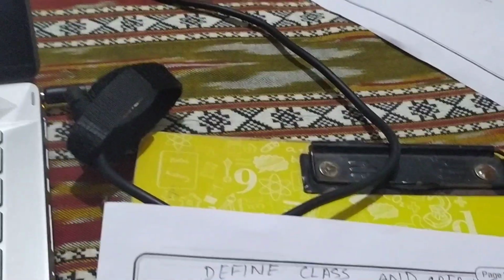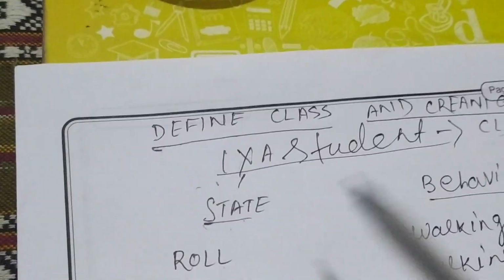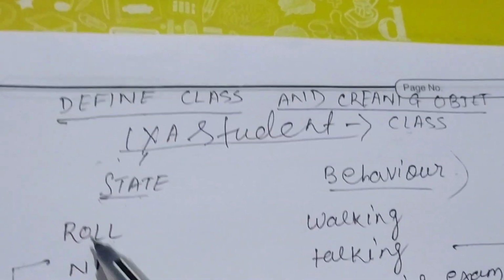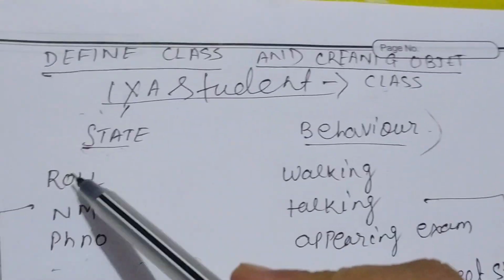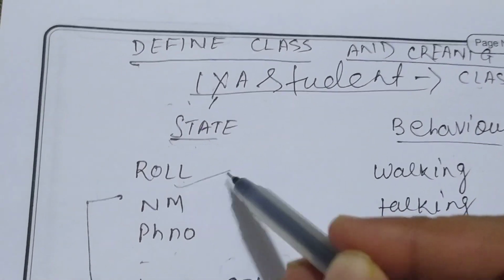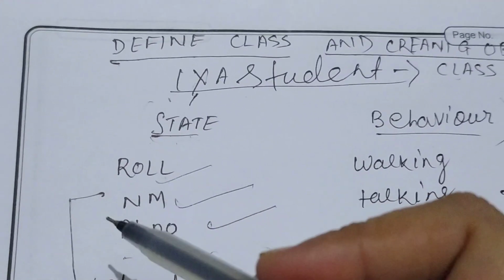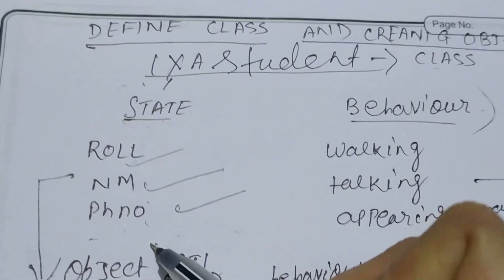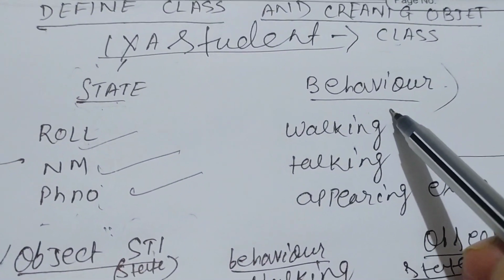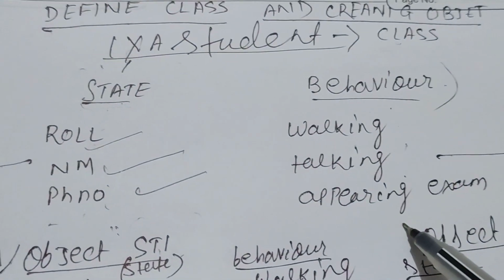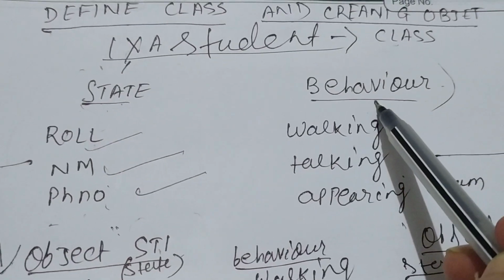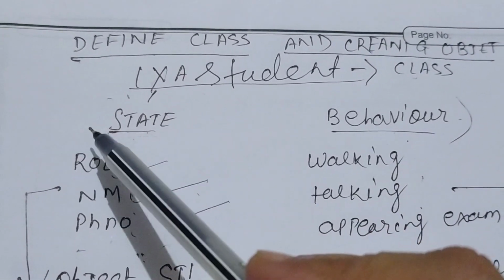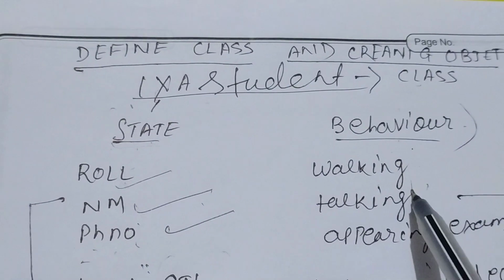Okay, now from another angle we can see how to define the class and how to create an object. Suppose, for example, 9th A student is the class. First we have to make the structure. The structure contains the state and the behavior. For the state, take roll number, name, phone number, address, marks; so many things are there, but I mentioned three: roll number, name, and phone number. And the student object's behavior: walking, talking, appearing in the exam. So first the class has to design the structure, meaning what the state is and what the behavior is.